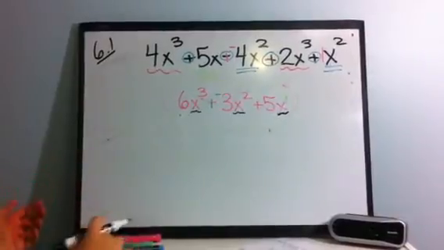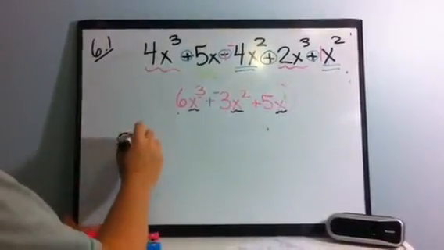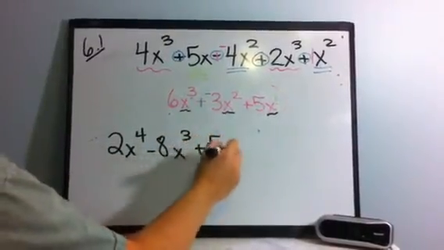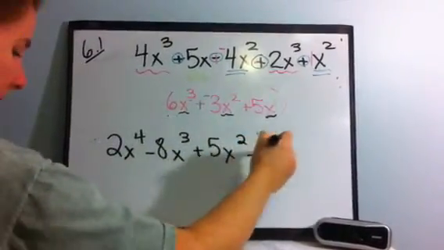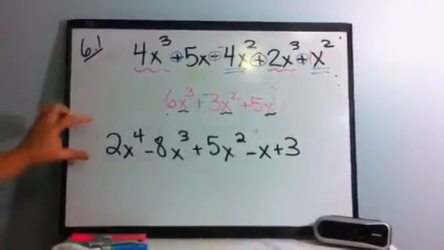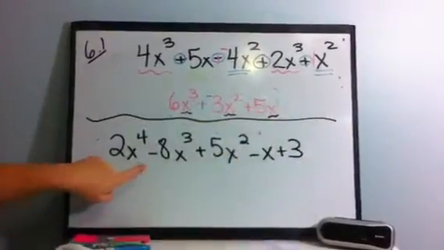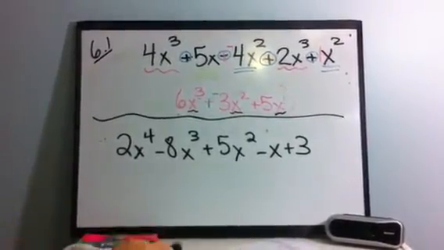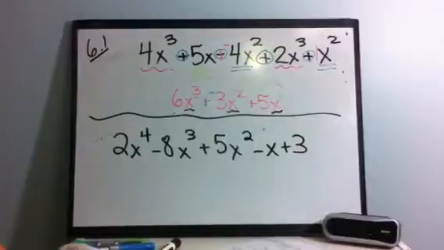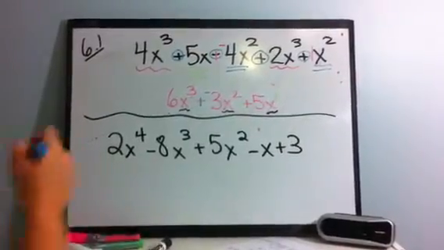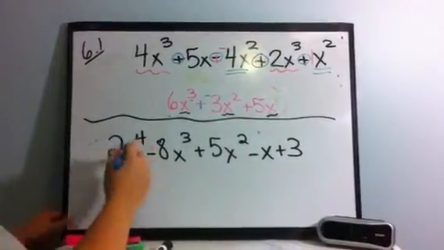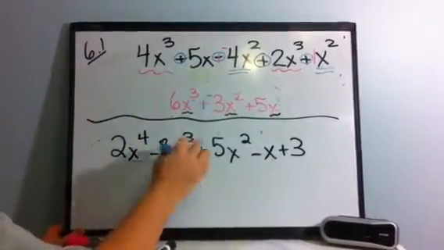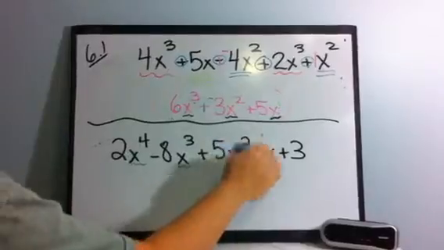So if you were to be given a problem, and let's say I were to give you 2x to the fourth minus 8x to the third plus 5x squared minus an x plus 3, and I asked you to rewrite this problem in descending order, I already wrote it in descending order. I didn't mean to give you the answer. But notice this is in descending order because if I look at my variable and the exponent, that's all I care about for descending order. So I have my x to the fourths, x to the thirds, x squareds.